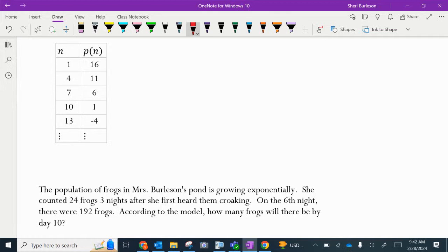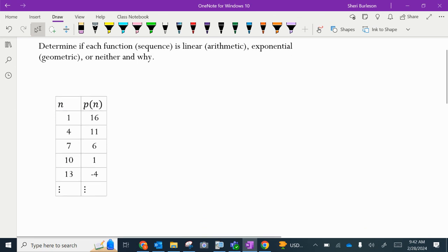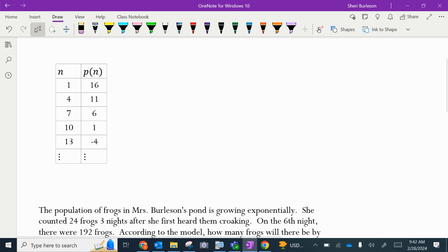All right. Determine if the function or sequence, if we're defining it with function notation instead of sequence notation, is linear, which would mean it's an arithmetic sequence, exponential, which would mean it would be a geometric sequence, or neither, and then tell me why. What do we see? Did anyone look at it and go, I think it's going to be this, just intrinsically it feels like it's going to be this?